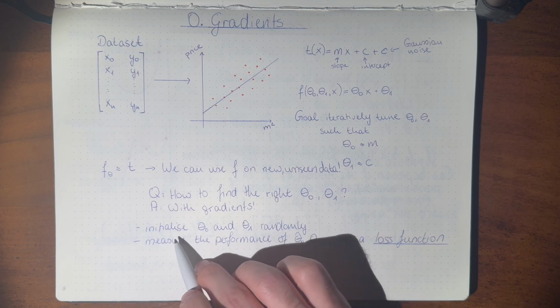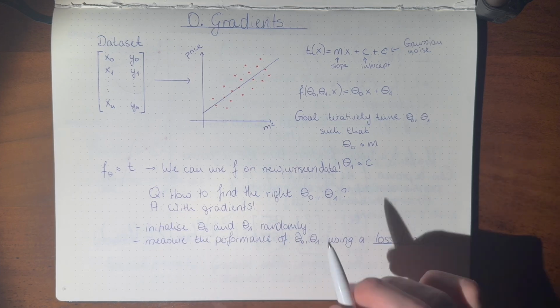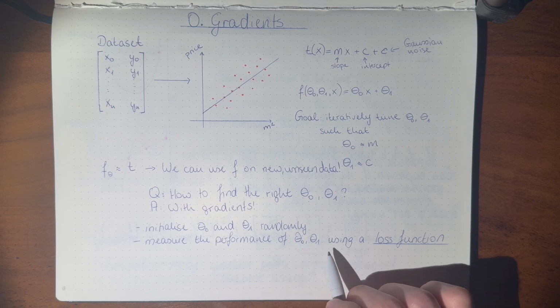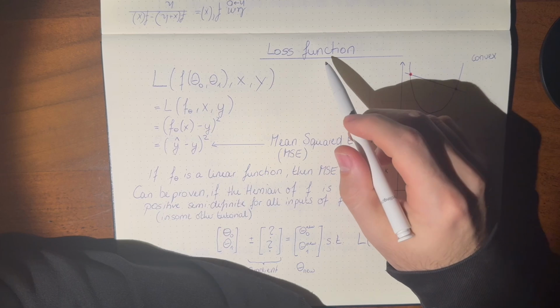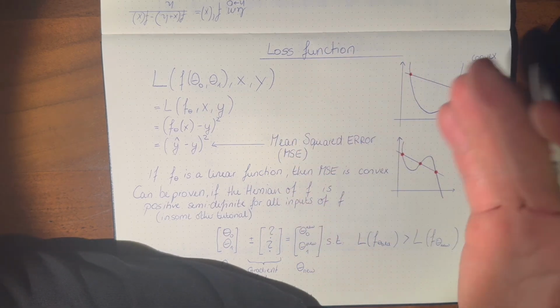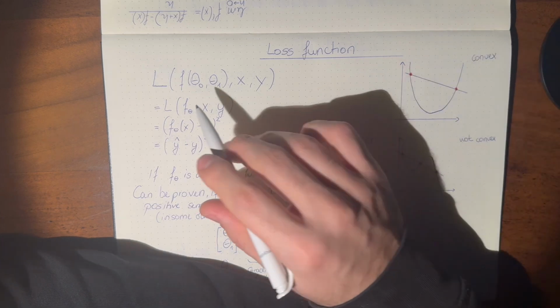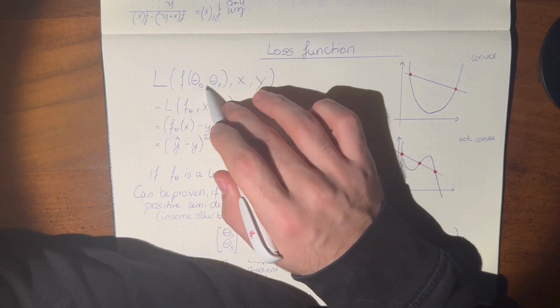So what we do is we first initialize theta 0 and theta 1 randomly, and then we measure the performance of theta 0 and theta 1 using a loss function. So the loss function is another very important concept in machine learning, and there are different kinds of loss functions out there measuring different things. But in general, a loss function is there to measure the performance of your current set of parameters on your data set.